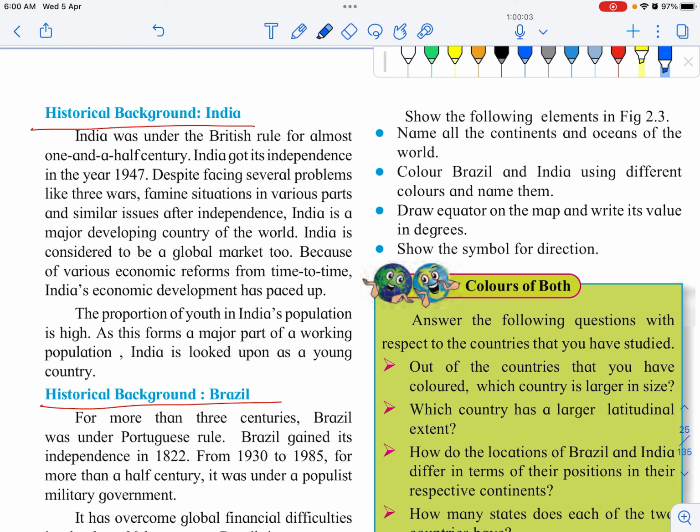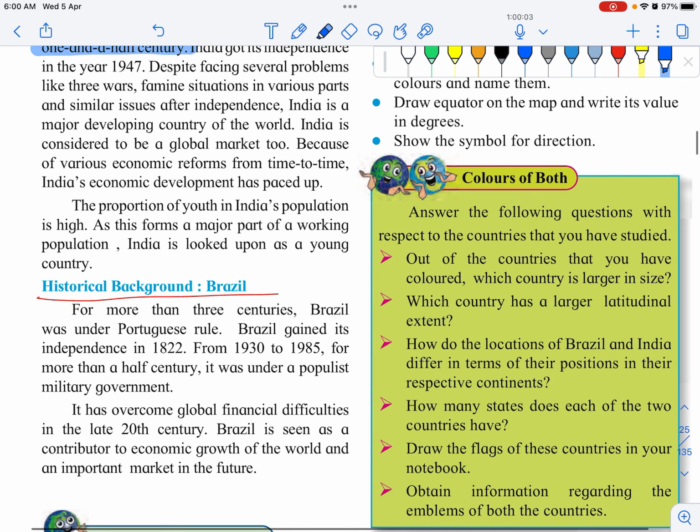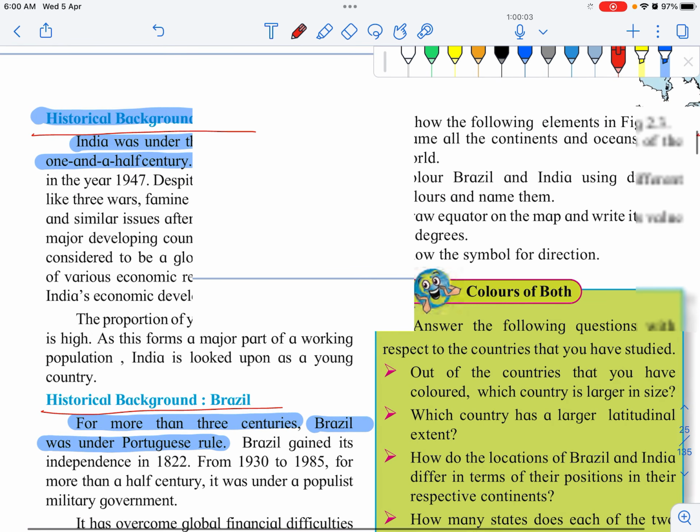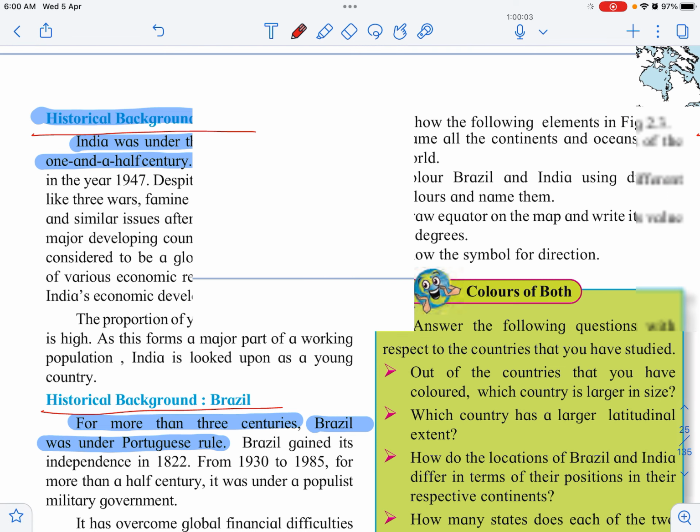Let's start. Historical background of India. India was under British rule for almost 1.5 centuries. We all know that India was under foreign rule, British rule, for 150 years. Then Brazil, for more than 3 centuries, was under Portuguese rule. So this is the first difference, that India was under British rule and Brazil was under Portuguese rule.